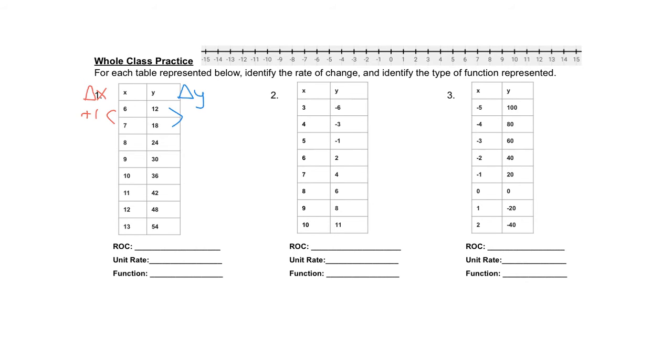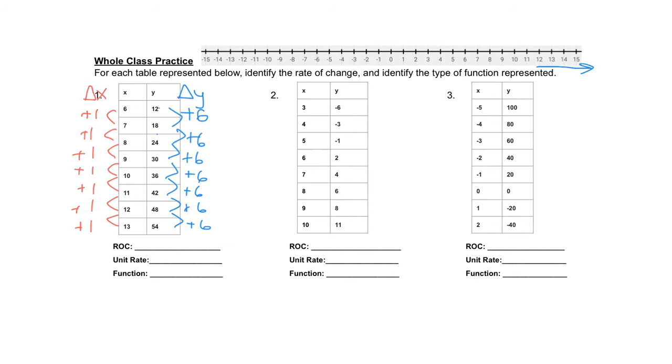My y values are going from 12 to 18. So if I look at my number line over here, you can see that it is over on the right, and to go to 18 would be going further to the right, so that is increasing by 6. I want you to do that for the rest of the table.